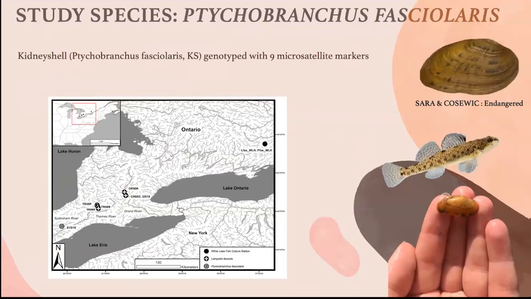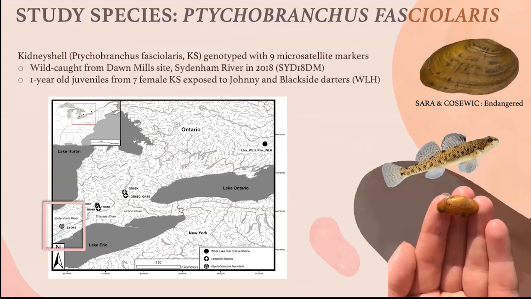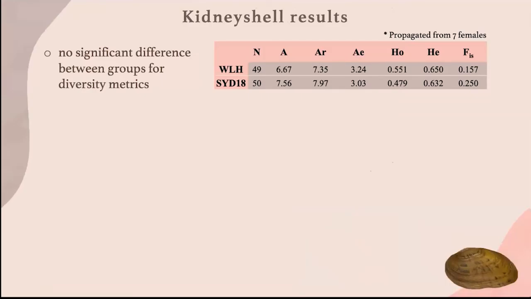For Ptychobranchus fasciolaris, we had 9 microsatellite loci. We have wild individuals from the Sydenham River collected in 2018, and we have juveniles that were propagated from 7 females exposed to Johnny and blackside darters that were reared at the White Lake Fish Culture Station, which is up here. The propagation trial happened before our study was designed, so we do not have any genetic information for their mothers. This is a summary table of our genetic diversity metrics, just like the one I showed you before.